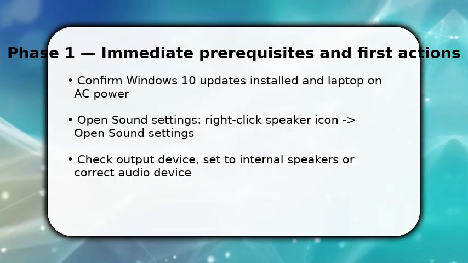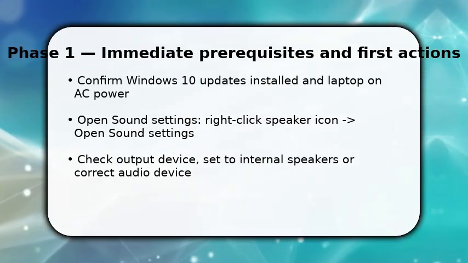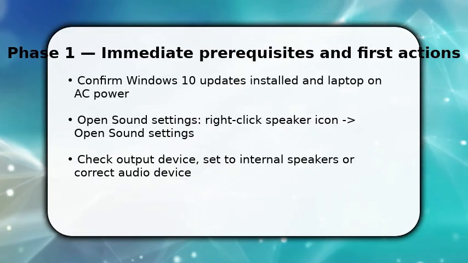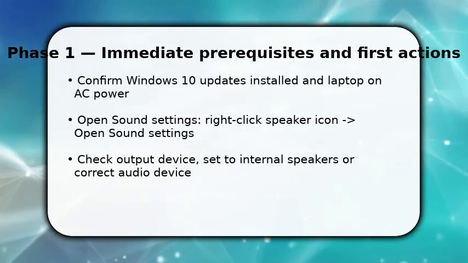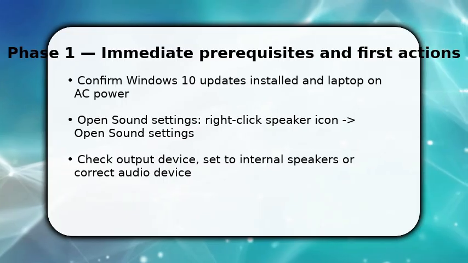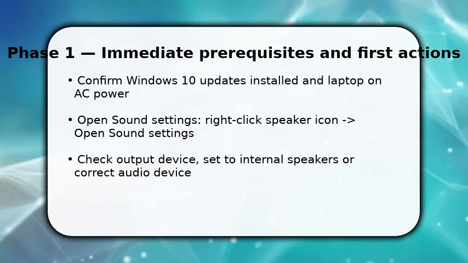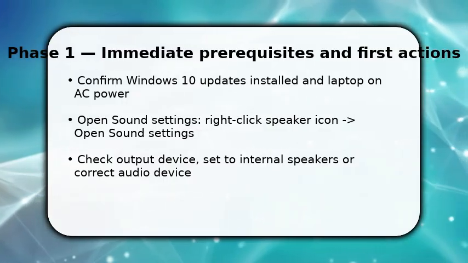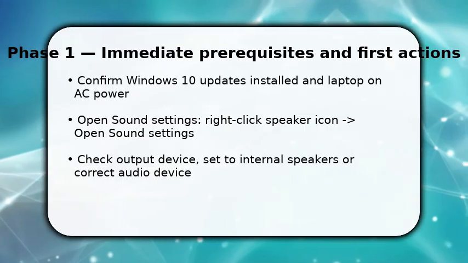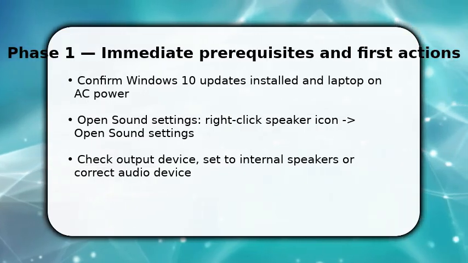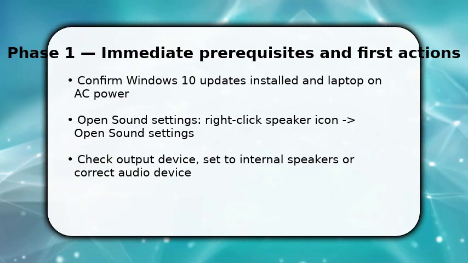Next, open the sound settings, right-click the speaker icon and choose Open Sound Settings, and set the output device to the built-in speakers, not HDMI or Bluetooth. Once done, test volume slider and increase to 70–90% so you can hear changes. Make sure headphones are unplugged. If a jack is dirty, gently clean it to restore contact.